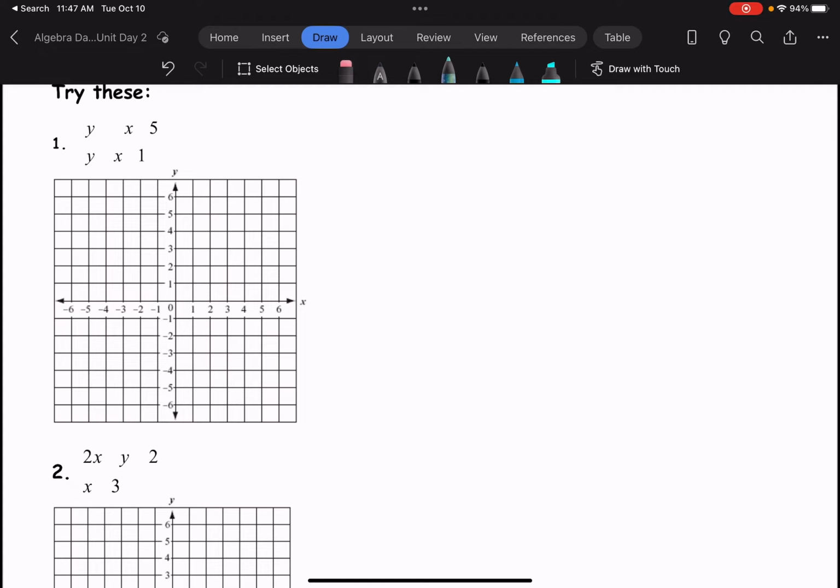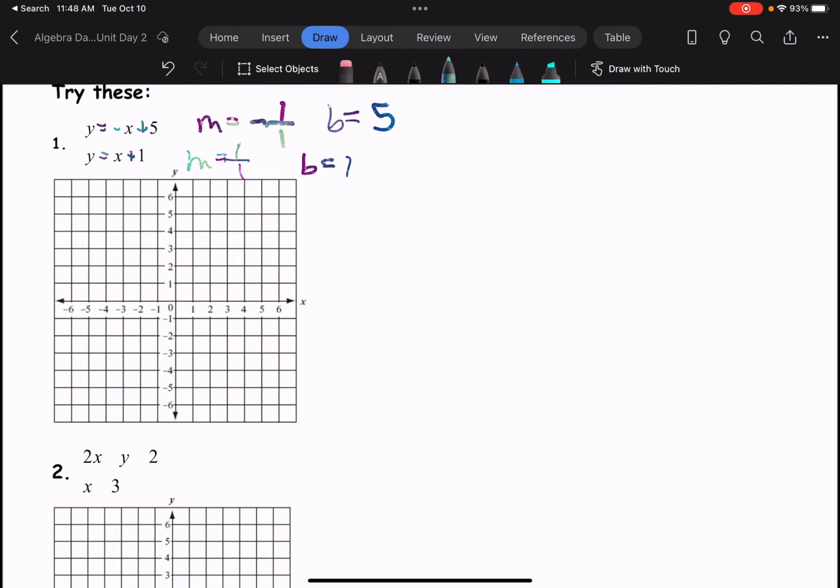So this should be y equals negative x plus 5 and y equals x plus 1. These are already in slope-intercept form. We're going to start with my m here is negative 1 over 1, and my b is 5. And then here my m equals positive 1 over 1, and my b equals 1.